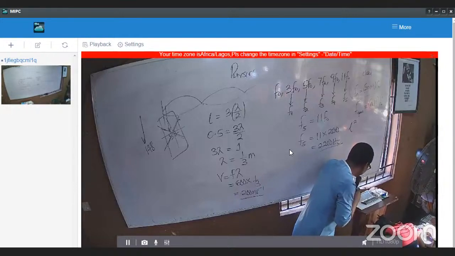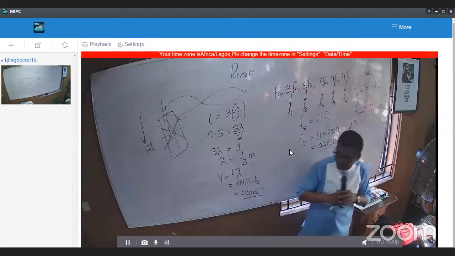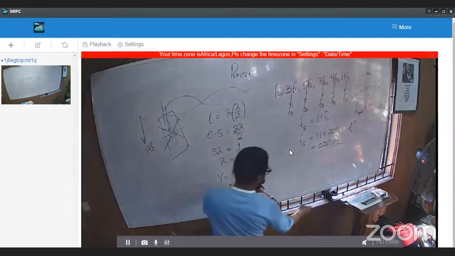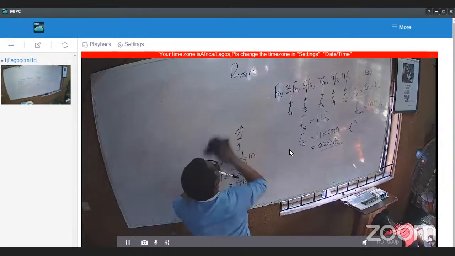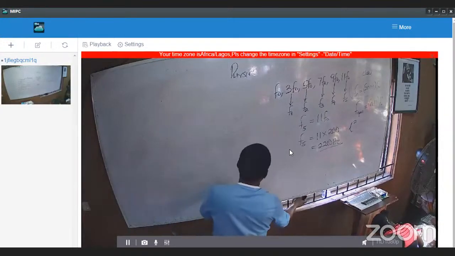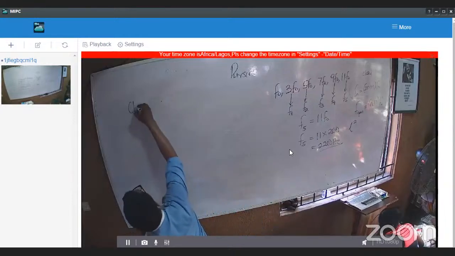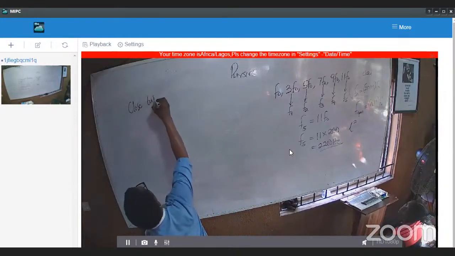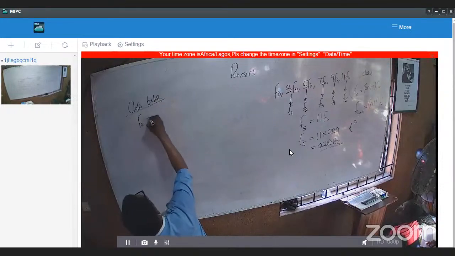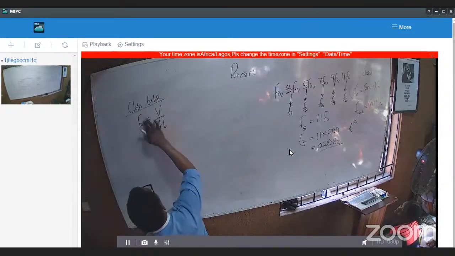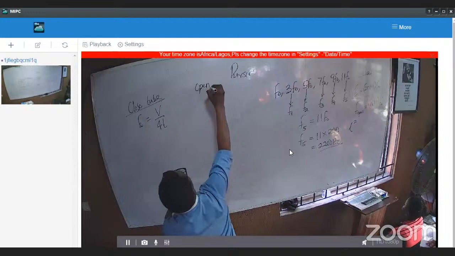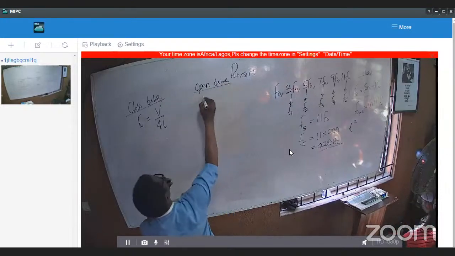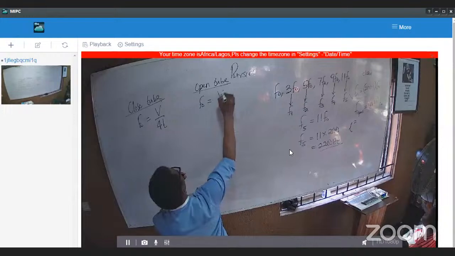As the air column of length L in an air pipe decreases, the frequency of the stationary wave emitted. For closed tube, our fundamental frequency is what? V over 4L. That's what you have. Then for open tube, our F naught is what, class? V over 2L.